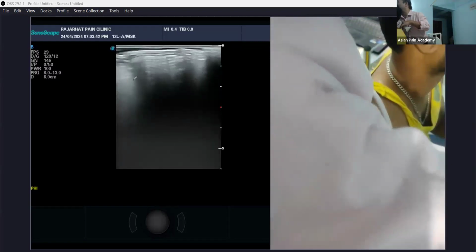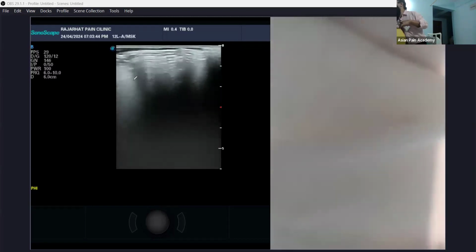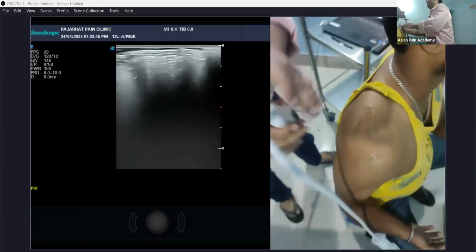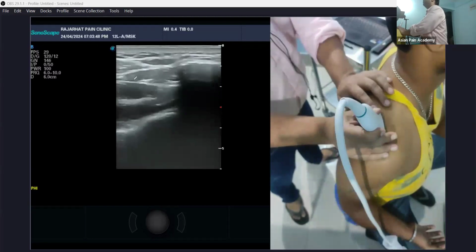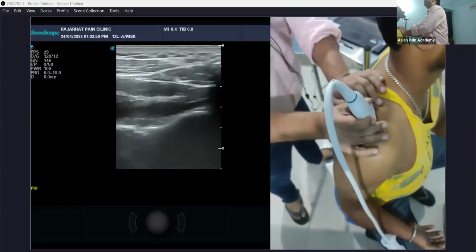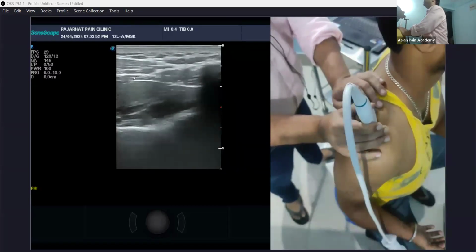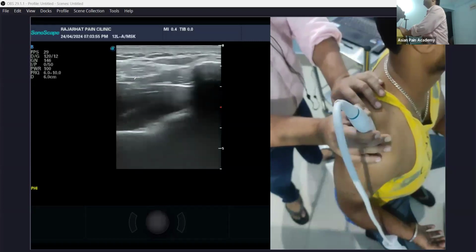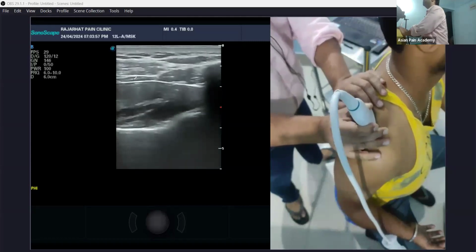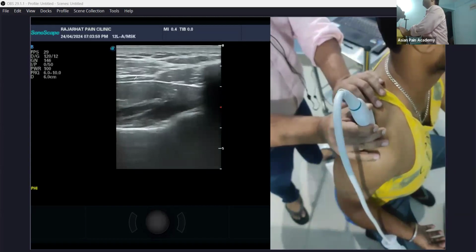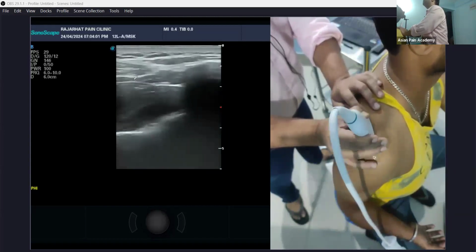Actually, it is a bit difficult in him. So here, say this is the supraspinatus fossa. Okay, this is the supraspinatus fossa. But now I am trying to find a gap.